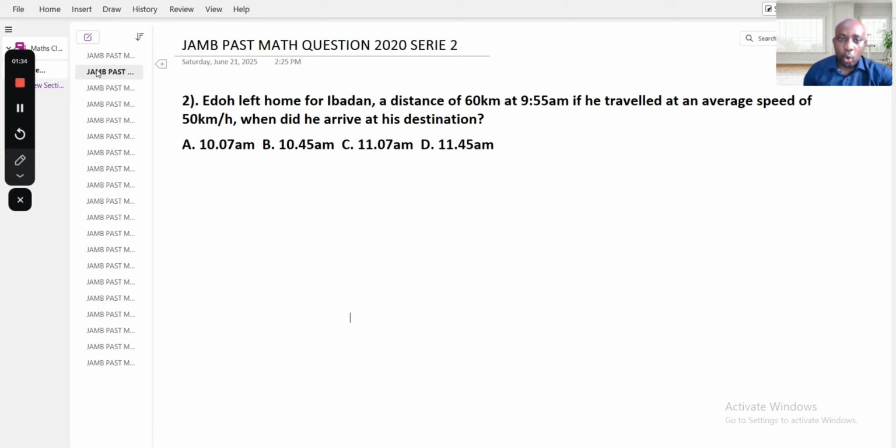Edo left home for Ibadan, a distance of 60 kilometers, at 9:55 a.m. If he traveled at an average speed of 50 kilometers per hour, when did he arrive at his destination? There is a formula for this one, the speed. What is the formula for speed? Speed is the same thing as distance divided by time. The question has given us the distance: 60 kilometers.